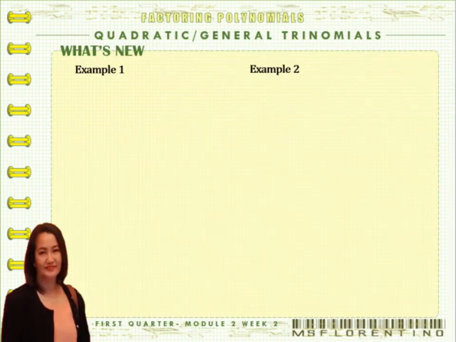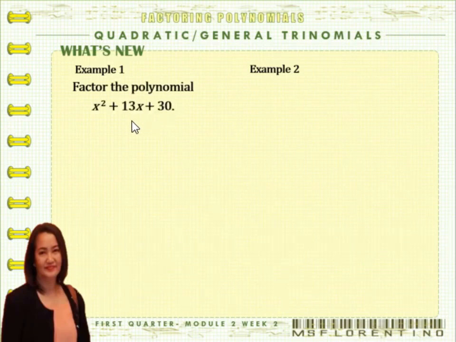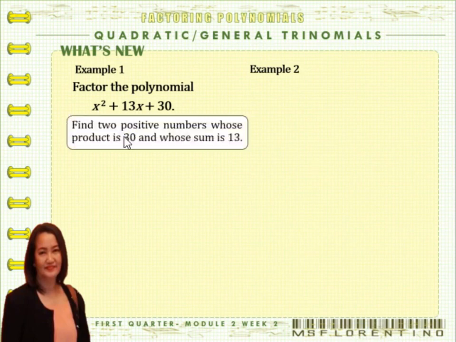Now that we remember the steps in multiplication of polynomials, let's try factoring quadratic or general trinomials where the value of a is equal to 1. Example 1. Factor the polynomial x squared plus 13x plus 30. Here, we are to find the positive numbers whose product is 30 and whose sum is 13.